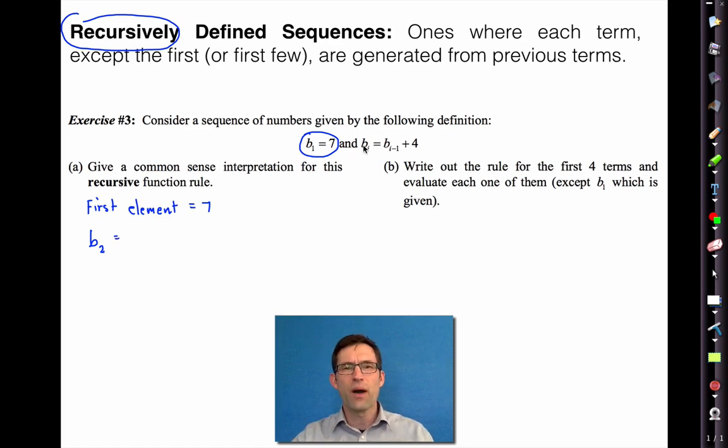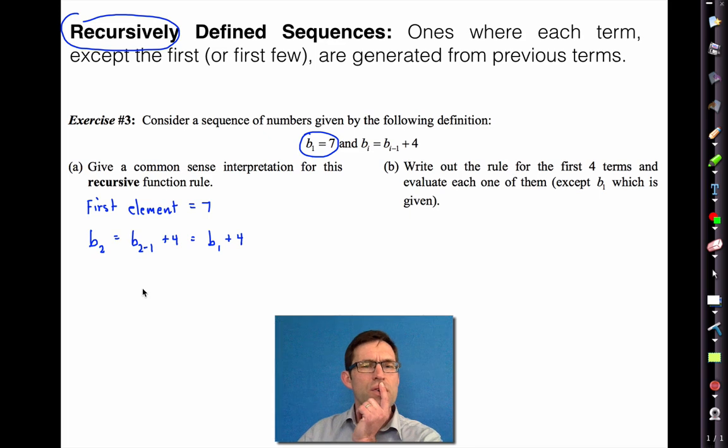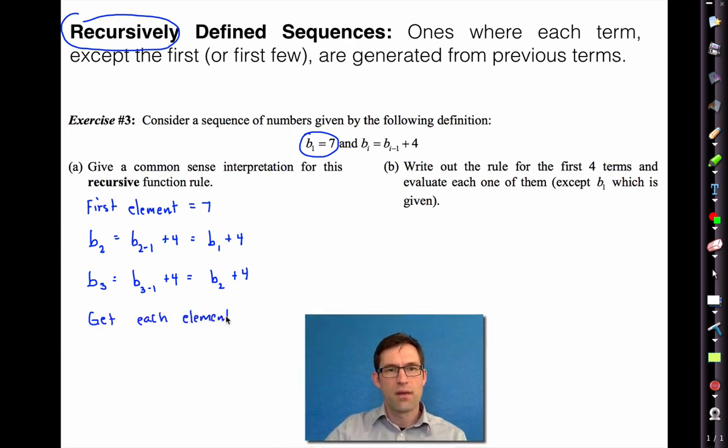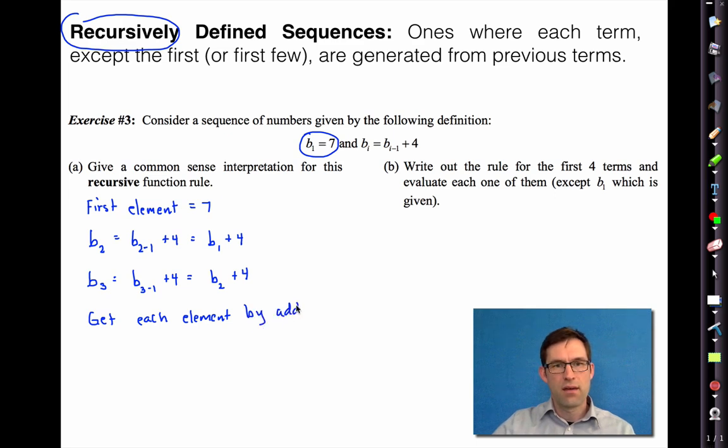What does it say? It says, well, if I wanted B2, I would have to get that by doing B of 2 minus 1, right, plus 4. Well, that would give me B1 plus 4. And likewise, if I wanted to get B3, I would do that by doing B of 3 minus 1 plus 4, which would be B sub 2 plus 4. So we're going to get each element by adding 4 to the previous element.